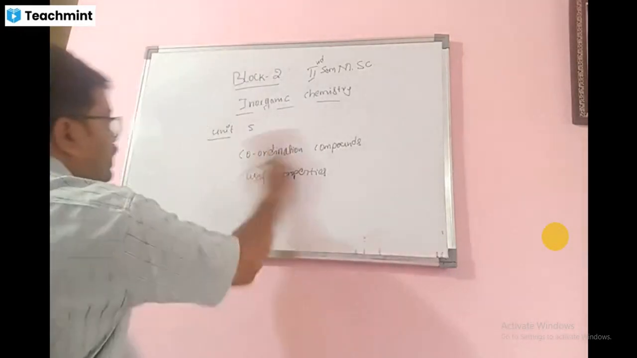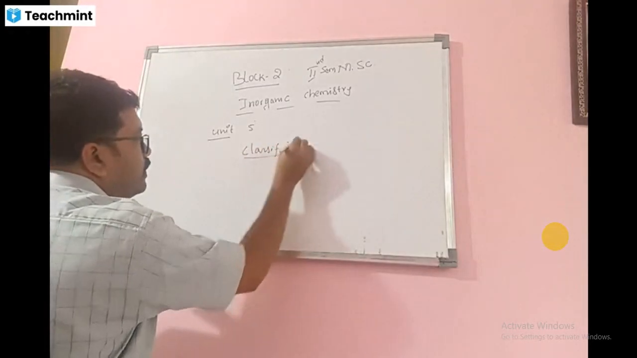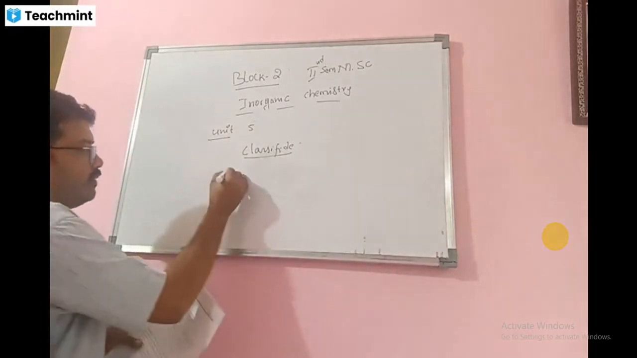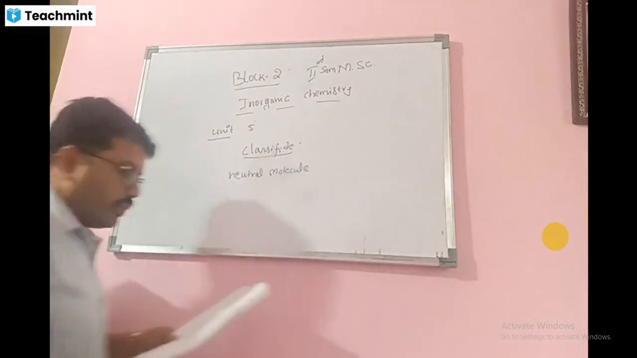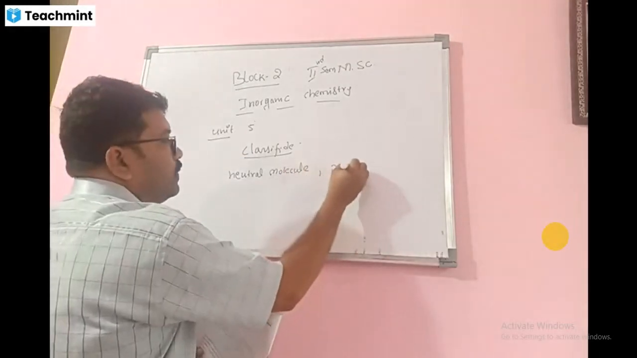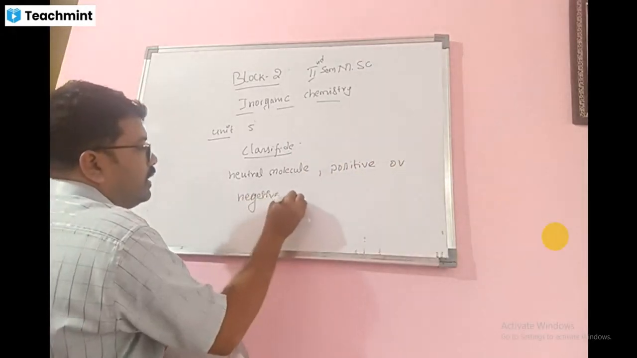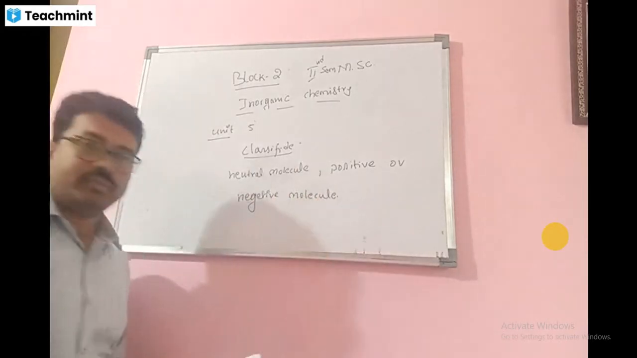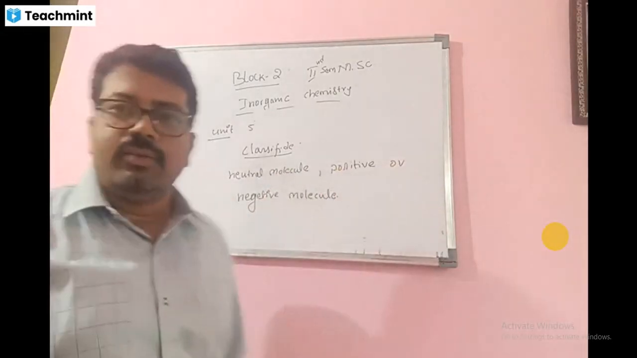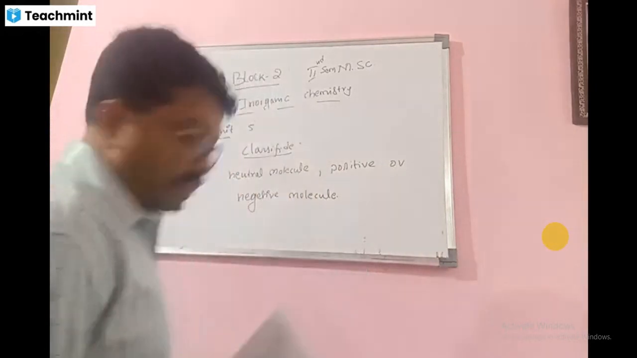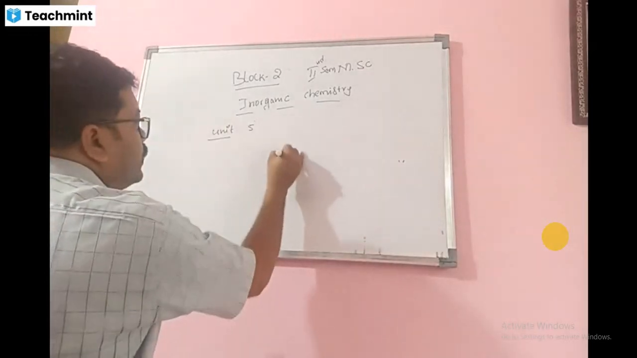So generally coordination compounds are classified as neutral molecule, positive or negative molecule. They are classified as 3 types. So for example, I will take one example for coordination compound. I will give the best example for coordination uranium.